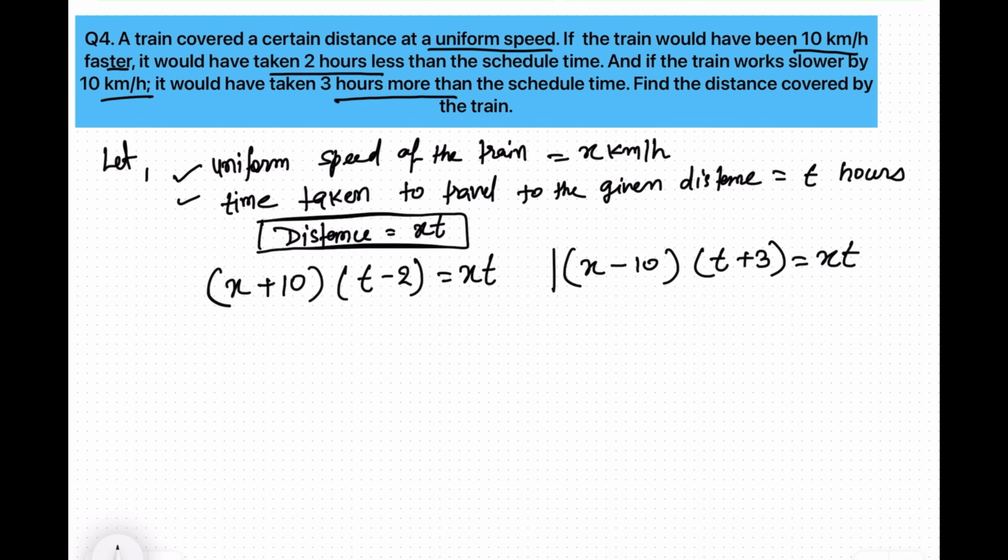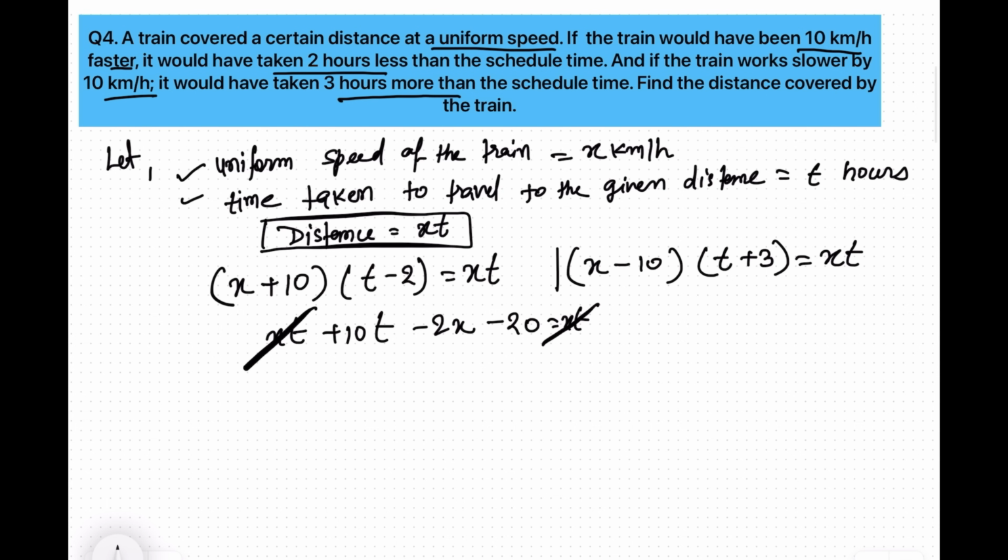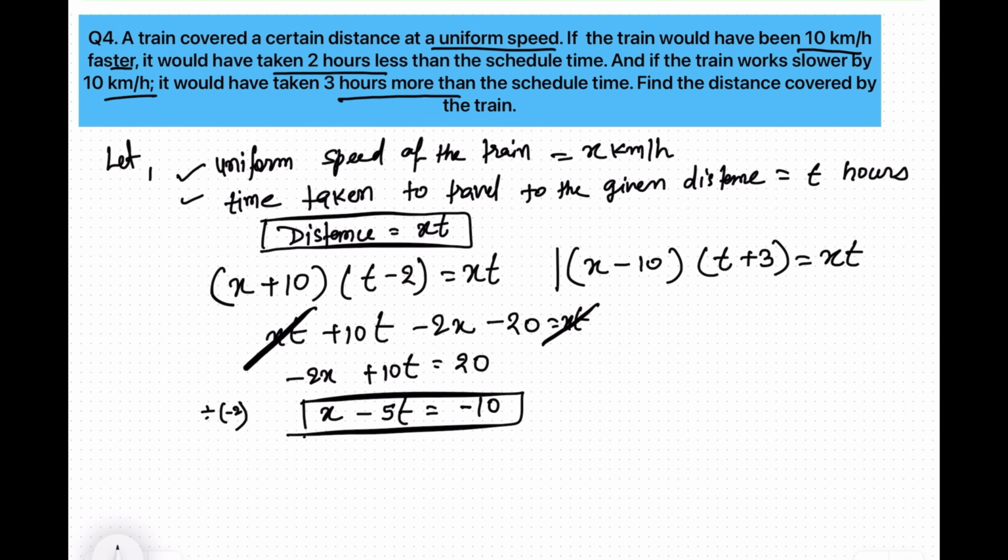Okay, so let's expand this one. xt plus 10t minus 2x minus 20 equals xt, right? We can cancel the xt on both sides easily, right? So what we can write here: minus 2x plus 10t equals 20. We can take 2 common and remove it, so I'm dividing both sides by minus 2. So it will be x minus 5t equals minus 10. This is our first equation, right?